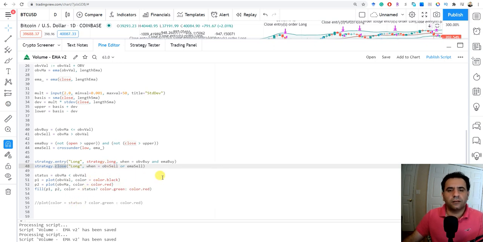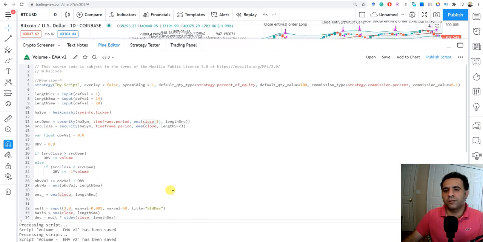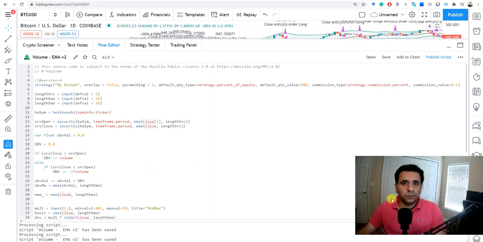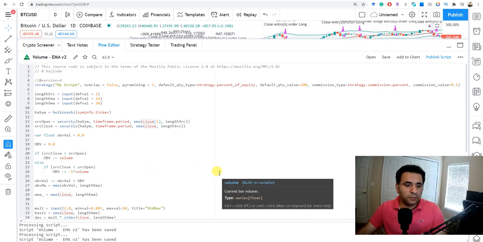That's pretty much it. It's very simple, not complicated at all. Everything is straightforward, and it works pretty well.